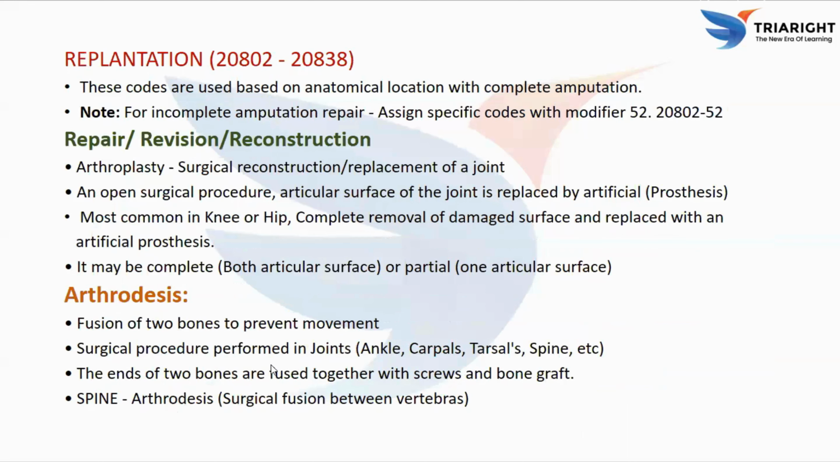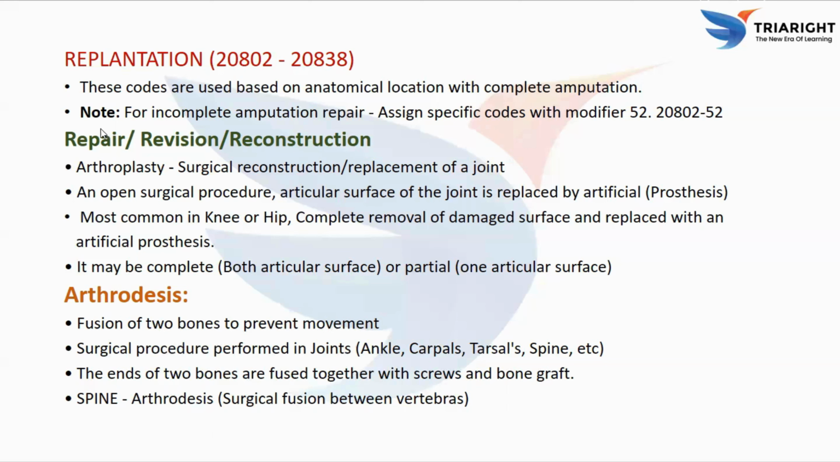And the next procedure is replantation. So what is a replantation? Replantation is a surgical reattachment of a completely amputated body part such as finger, thumb, hand and arm. The amputated part is fully separated from the body and then it is reattached. So how are replantation codes selected? Codes 20,802 to 20,838 are chosen based upon the anatomical location, whether it's a finger versus thumb versus hand, and the level of the amputation. These are complex microsurgical procedures involving bone, tendon, nerve, artery and vein repair.